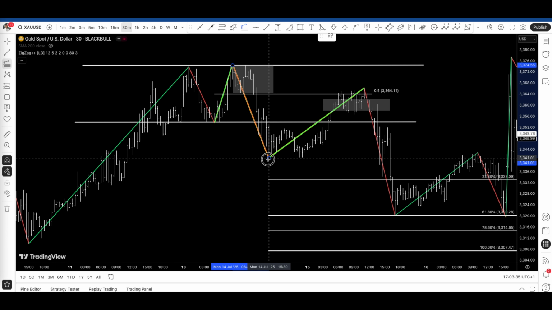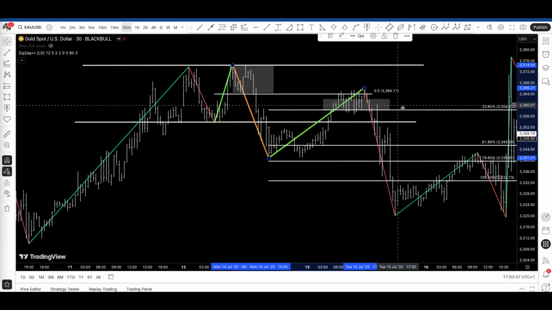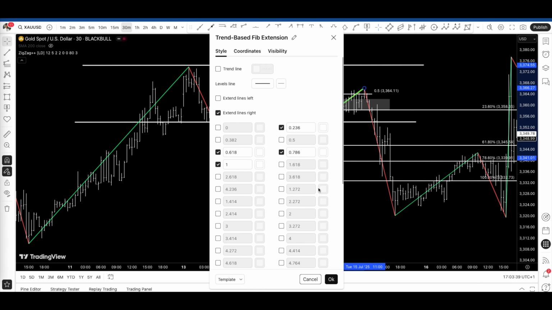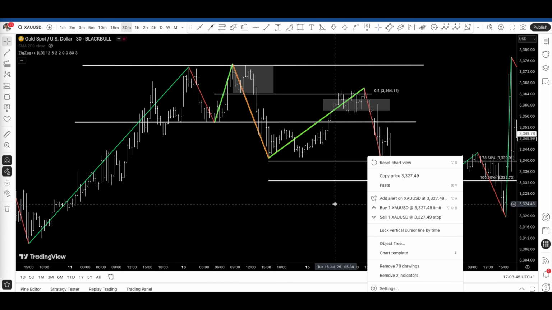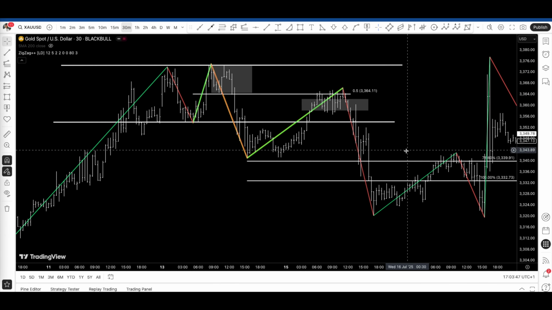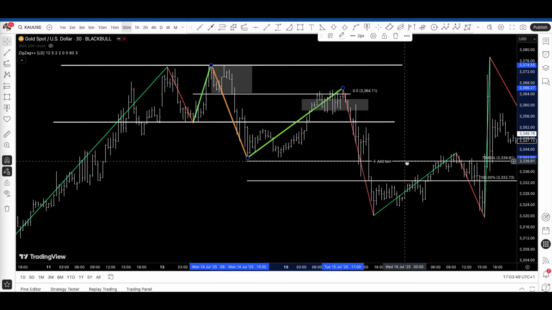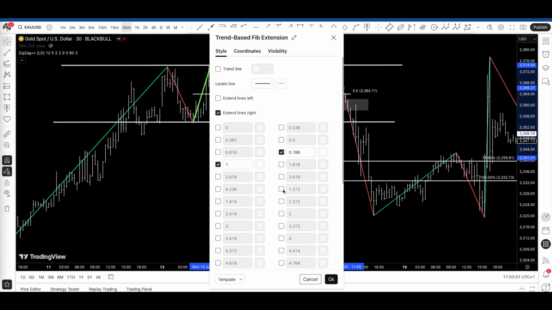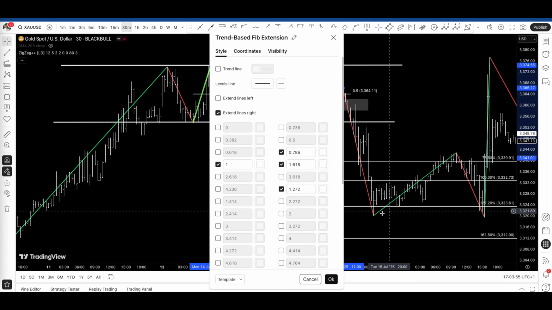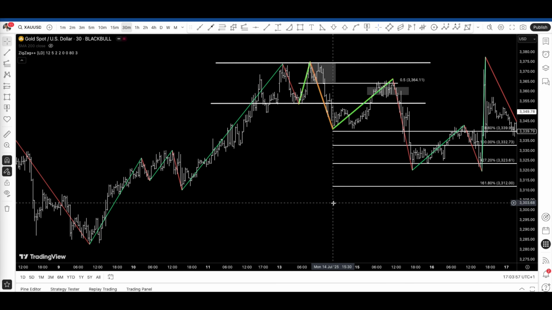So I have another trade over here, and then 78, 100, and again 78, 100, and this one, since they went to the second one. Good.